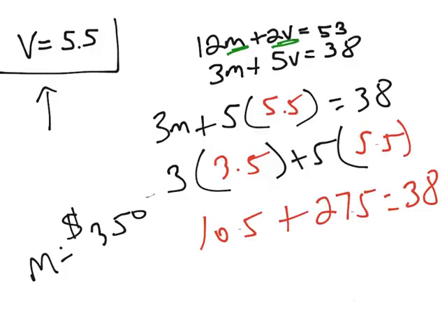Mr. Trump, for the movies, he's spending $3.50, and for the video games, $5.50. So now we have happy Mexicans, happy Muslims, and the world is going to be a better place.